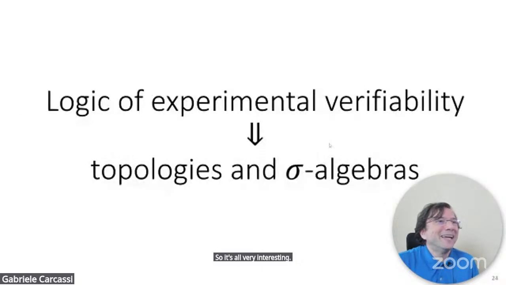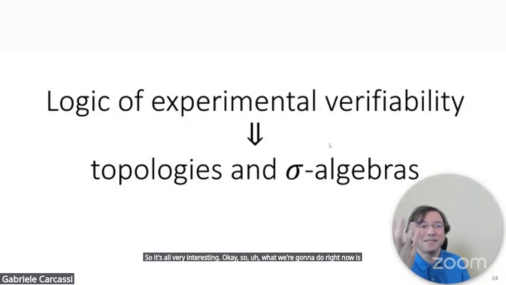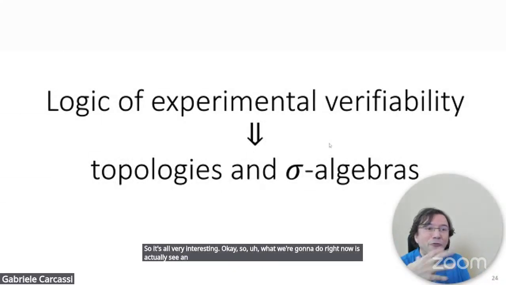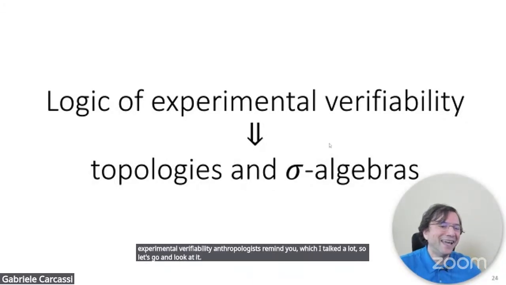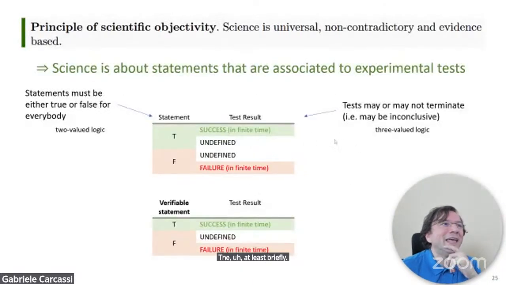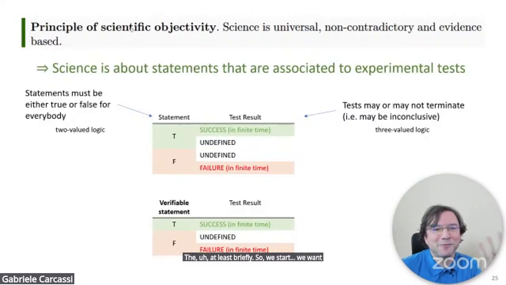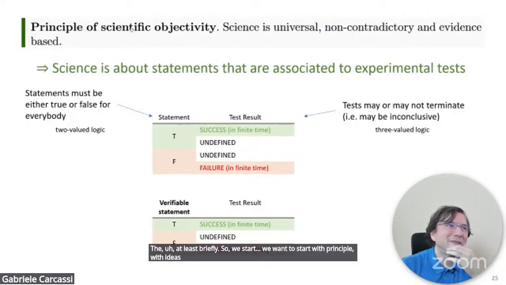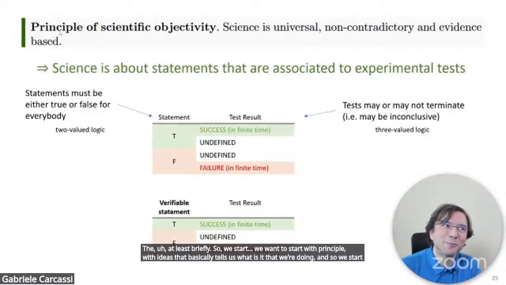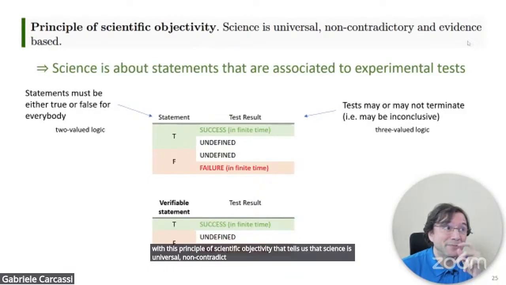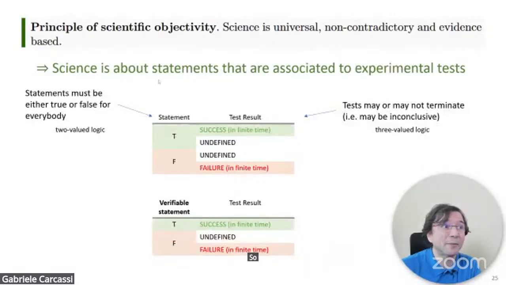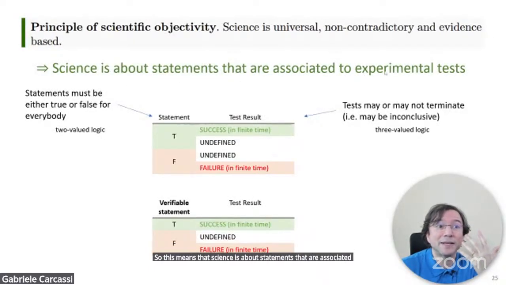Okay, so what we're going to do right now is actually see an example of a fully fleshed theory and a connection of experimental verifiability and topology sigma, which I talked a lot about. So let's go and look at it at least briefly. We want to start with principles, with ideas that basically tell us what it is that we're doing. And so we start with this principle of scientific objectivity that tells us the sciences are universal, non-contradictory, and evidence-based. So this means that science is about statements that are associated to experimental tests.